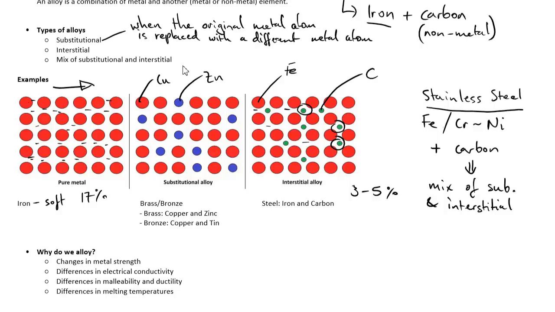Okay, so hopefully that explains what an alloy is, and the different types of alloying. Make sure you also have an example of an alloy: steel, brass, bronze, and then stainless steel, and then knowing how alloying changes or can alter the physical properties of that metal.